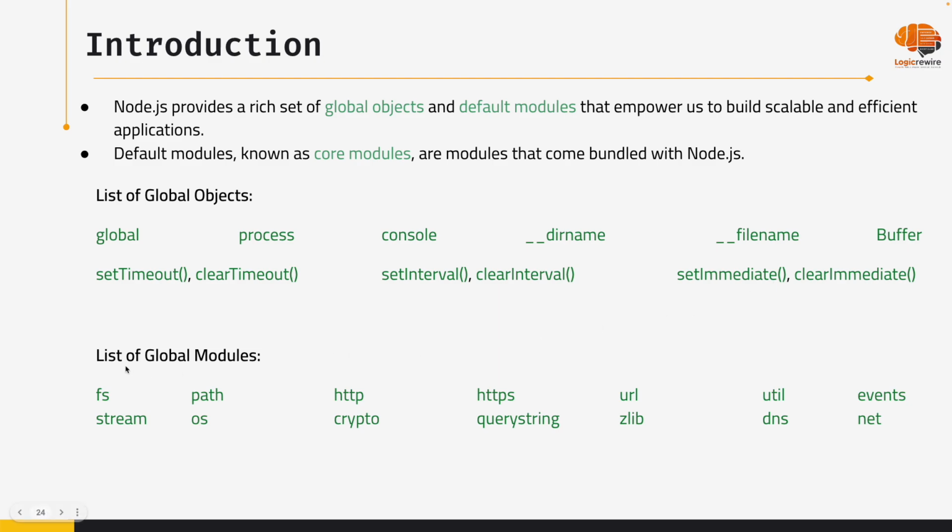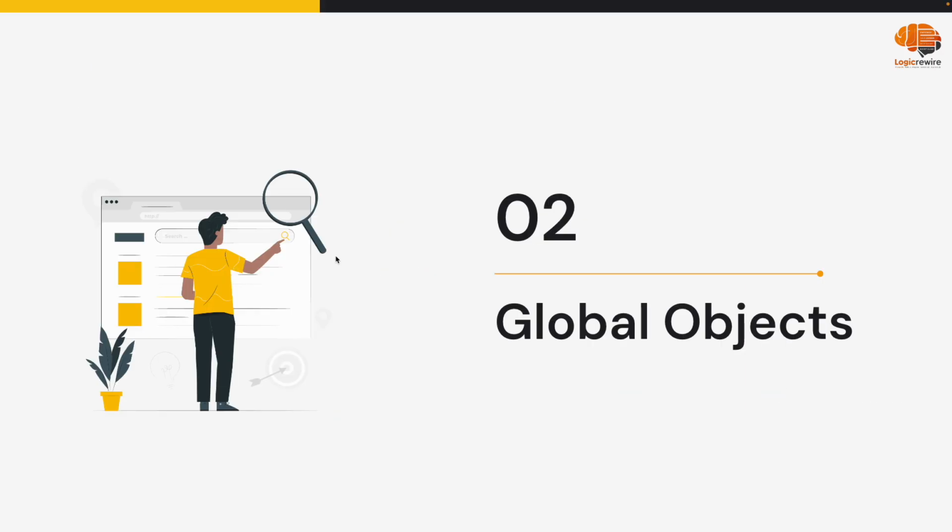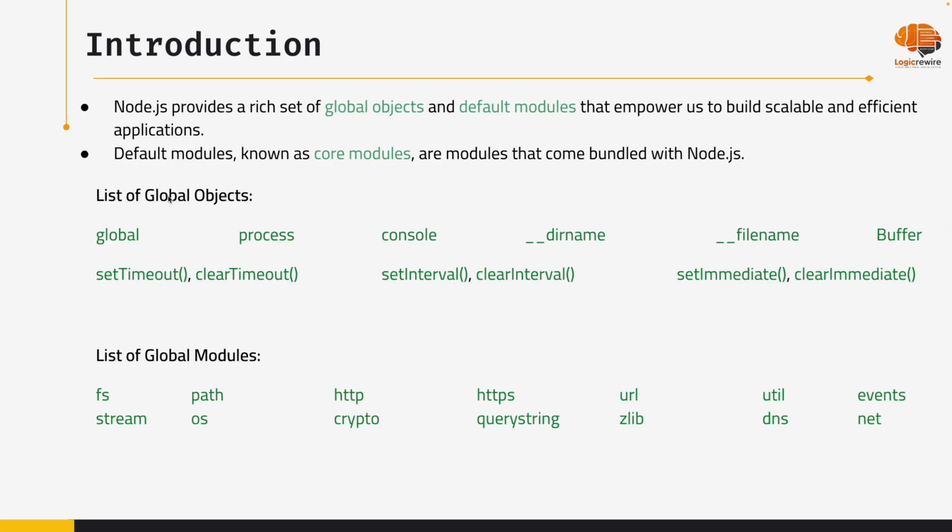Similar to that, there is a list of global modules, which I'll discuss in the upcoming classes. Now I don't want to discuss that. So let's jump in and see what the use of this global object is, what the use of process is, what the use of console is. First, let's go through all the global objects.